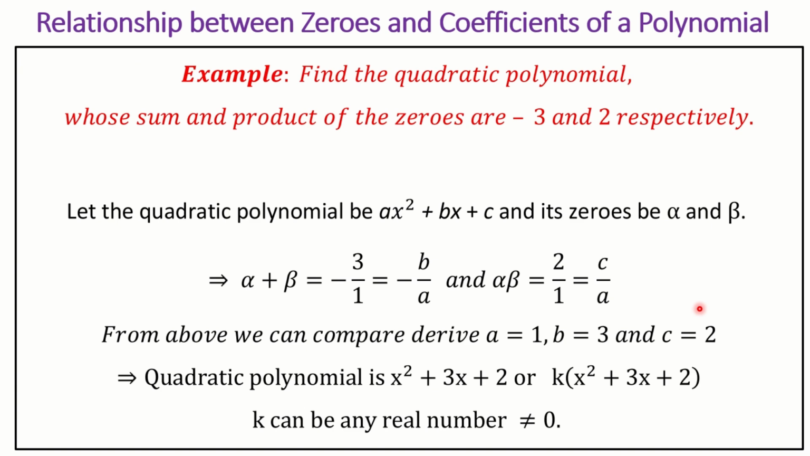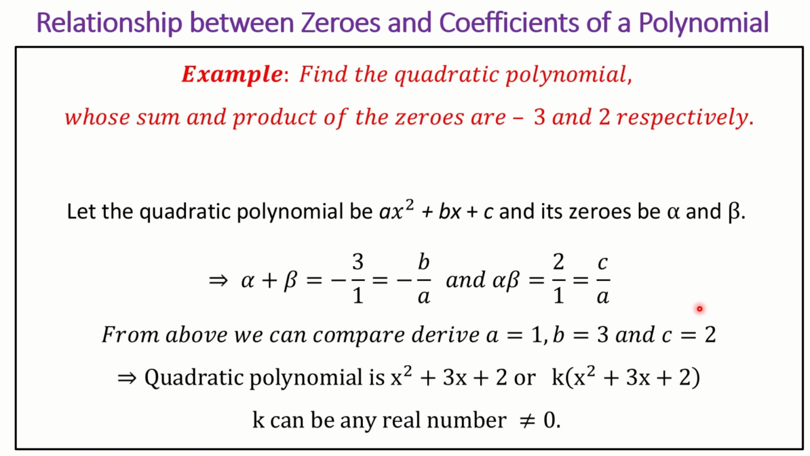Okay. Find the quadratic polynomial whose sum and product of zeros are minus 3 and 2 respectively. So this is very easy. Just now we learned if minus 3 and 2 are the zeros of a polynomial, then x plus 3 and x minus 2 are factors of that polynomial.